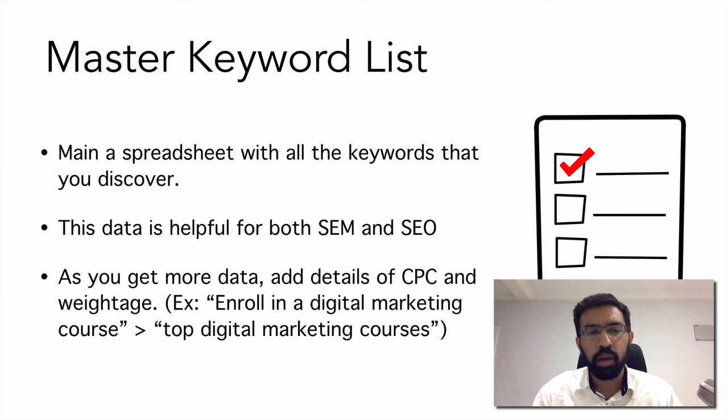So for example, if you consider two keywords, a keyword called enroll in digital marketing course versus top digital marketing courses, you can understand that someone searching for enroll in a digital marketing course is probably in a much closer state to buying or enrolling in a digital marketing course than someone searching for just top digital marketing courses, because someone searching for top digital marketing courses is just in the research stage, right? So obviously certain keywords will have more competition and more CPCs, but you will also discover that certain keywords are more likely to convert into customers than other keywords.